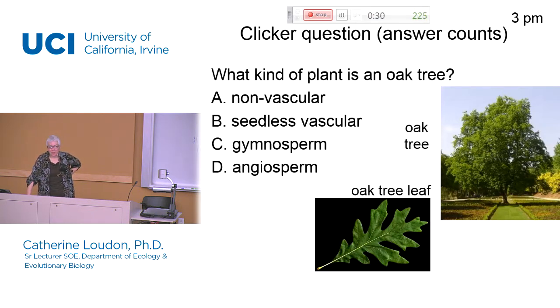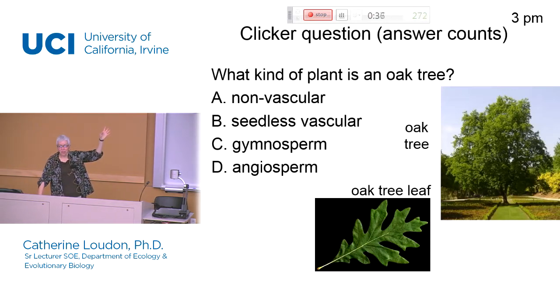Okay? So we learned about 4 major groups of plants, right? Non-vascular, seedless vascular, gymnosperms, and angiosperms. Which kind of plant is it? Chat with your neighbor. I'll give you 20 seconds or so. Then I'll check back in with you.